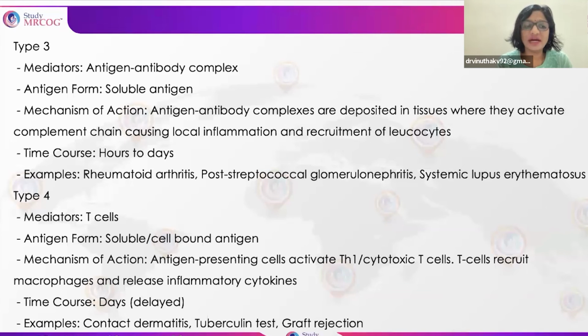The type 4 hypersensitivity reaction is cell-mediated, that is T-cell mediated. The antigen can be either soluble or cell-bound, and the mechanism of action is that antigen presenting cells activate helper T cells that recruit further macrophages, and it releases inflammatory cytokines. So it's a delayed one. Very well you will remember contact dermatitis, tuberculin test, and graft rejection.